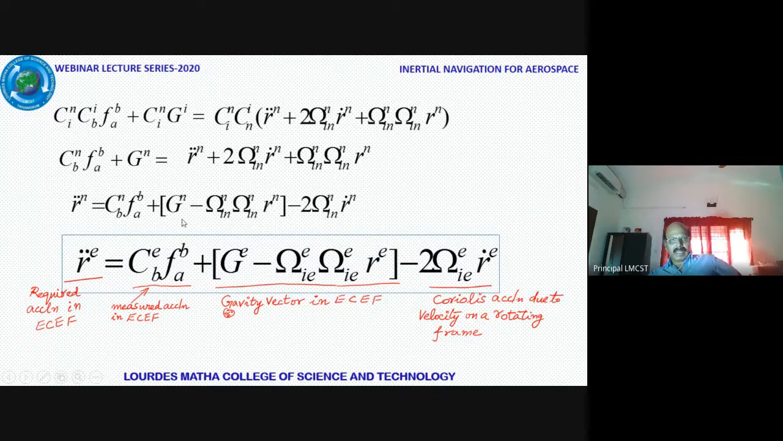Then look at carefully. This GN, earlier it was GI minus omega I RI. That combination earlier was our gravity, small g, I call gravity vector. Now this is again gravity vector, but in N frame, that's all. So this is gravity vector. This is gravity vector in N frame.